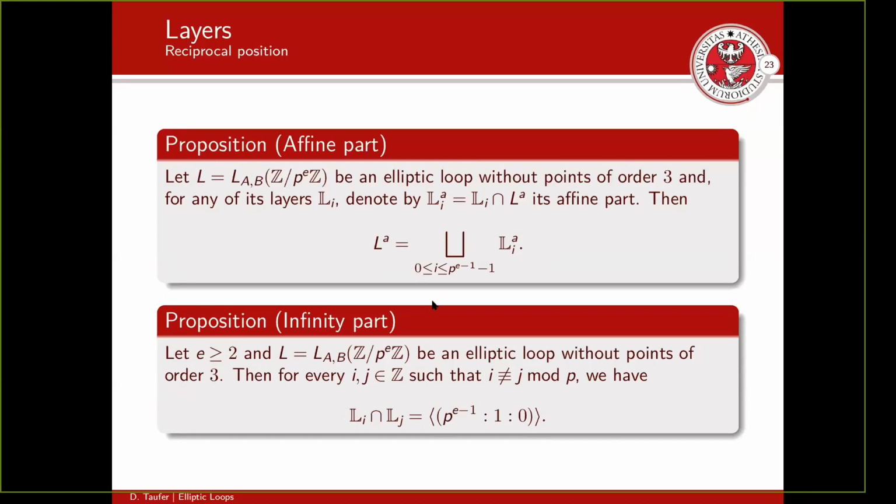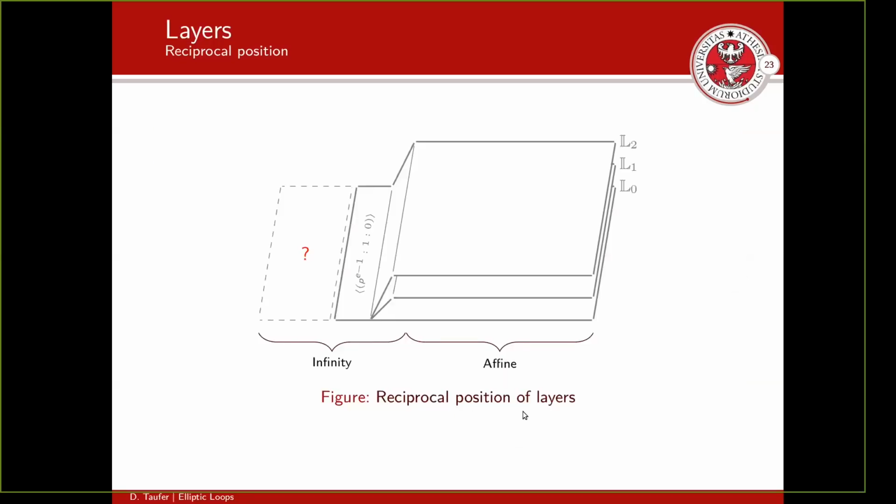And what about the infinity part? Well, at infinity, the story changes. The layers all intersect in this very small group at infinity. I'll try to provide you with a picture of what I'm saying. So this is more or less an elliptic loop, at least in my imagination. You have in the affine part all these layers, which are all distinct and disjoint. They all meet at infinity, but still there's a part which is not touched by any layer.